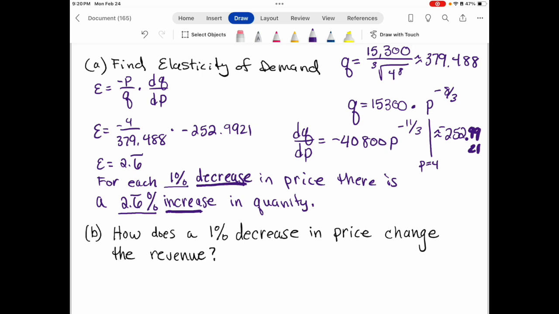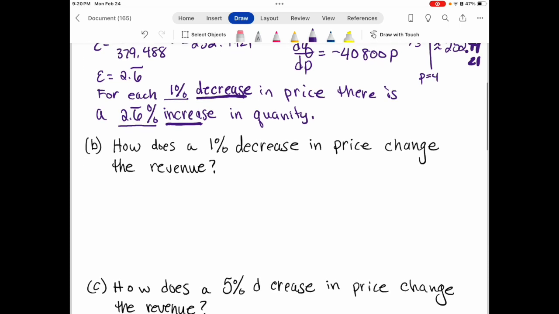Okay, but I chose to write the decrease with the price because that's how we're looking at it in this next part. I want to see if a 1% decrease in price, how does that change the revenue? We know how it changes the quantity, right? When we decrease the price by 1%, the quantity increases by 2.6 repeating percent. But how does that change the revenue?